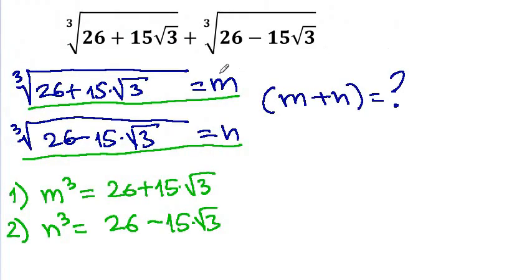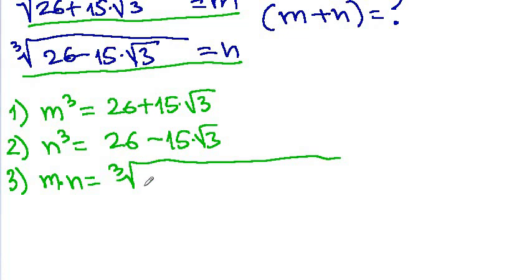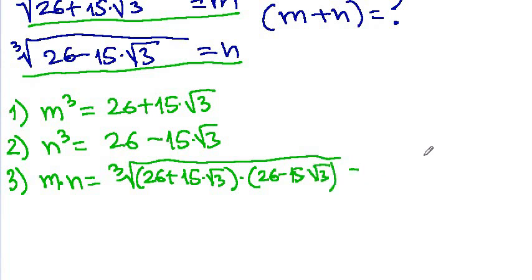And if you multiply m by n, the third equation is m times n is equal to the cubic root of 26 plus 15 times square root of 3 times 26 minus 15 times square root of 3. So which is equal to the cubic root of 676 minus 675, which is equal to 1.